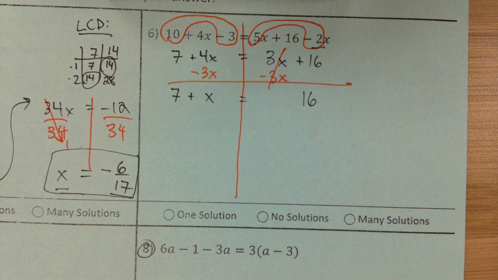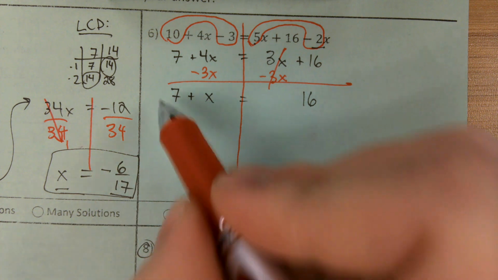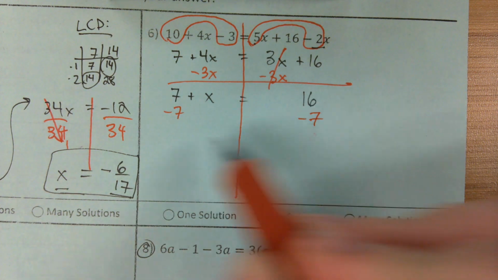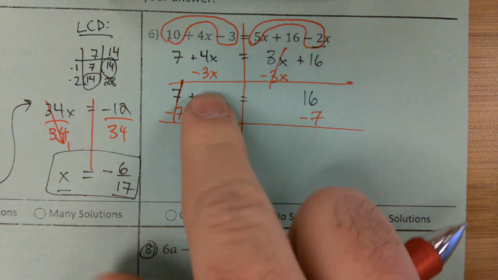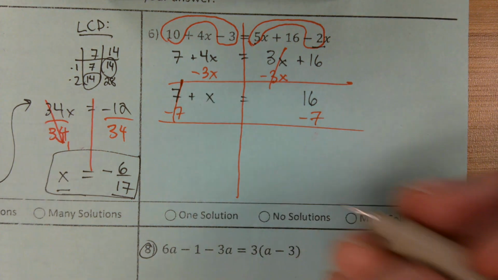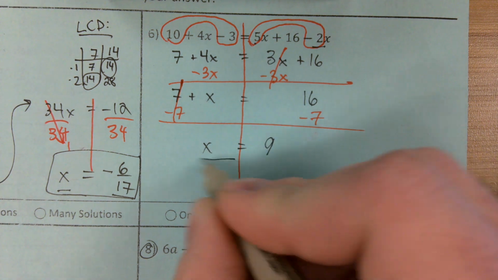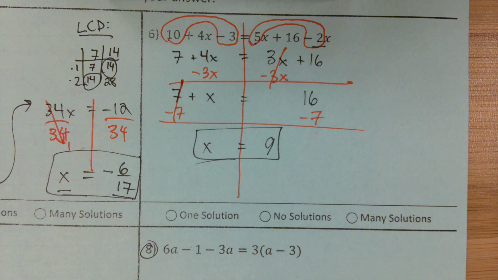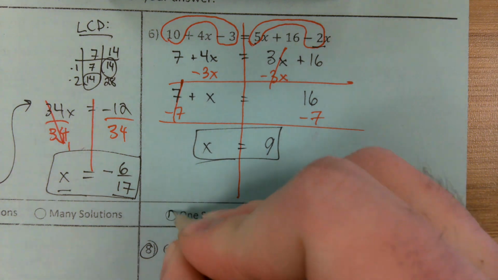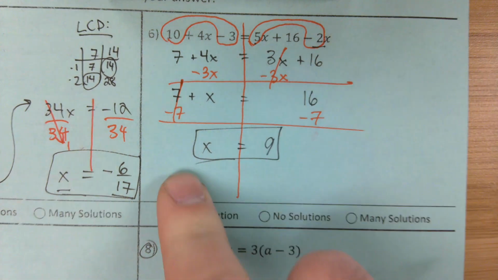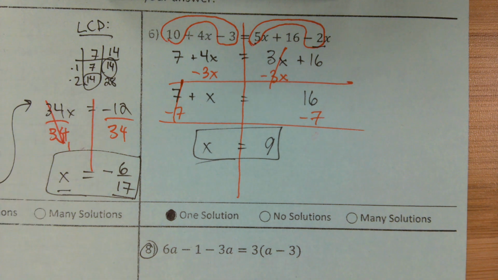Clearly our last step here is going to be to do what? Typically our last step is divide, but what's our last step here? Subtract the 7. We don't need to divide here because x does not have a coefficient. 16 minus 7 gives us 9. One solution, no solution, many solutions. What do you guys think? One solution. There we go. Beautiful. One solution. Letter equals number. No matter what the number is, ugly or not, it's one solution.